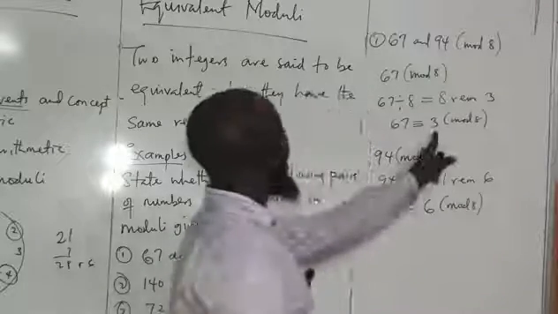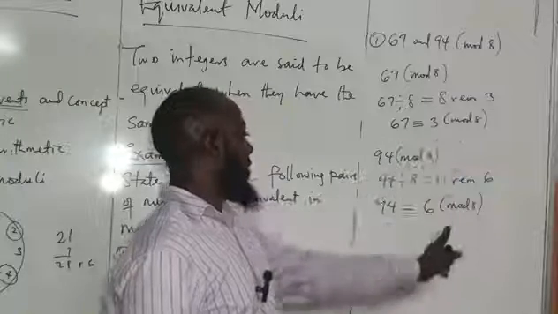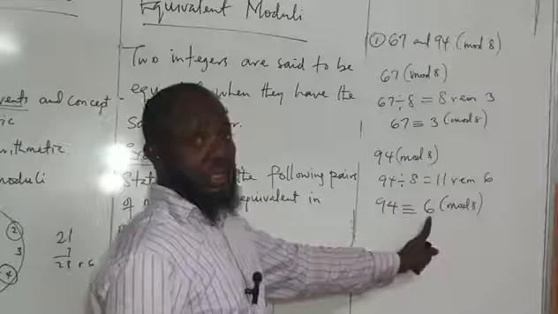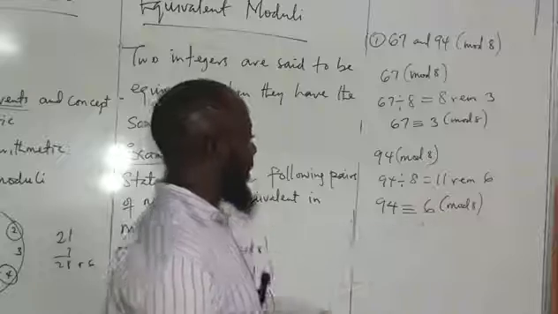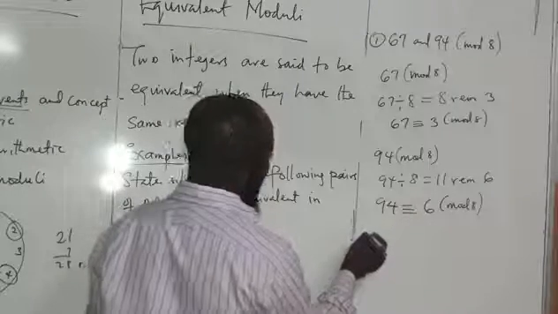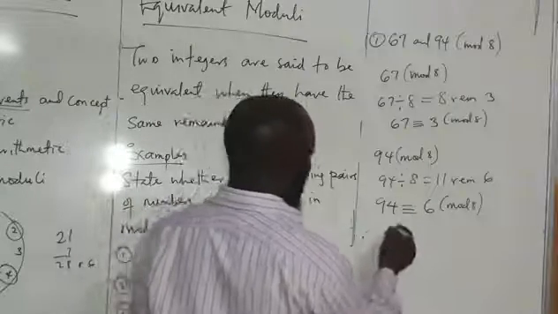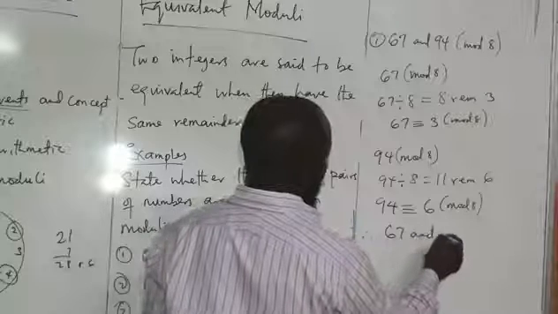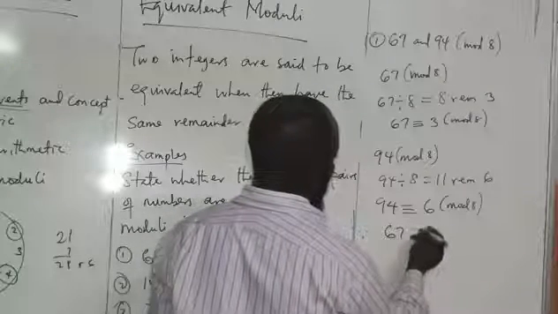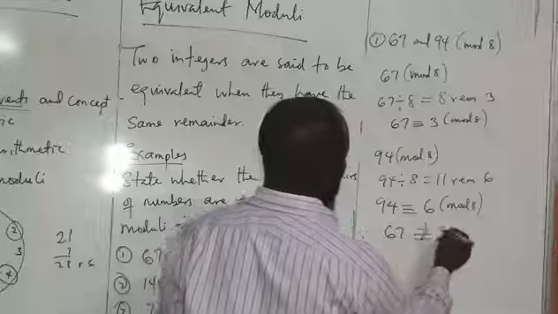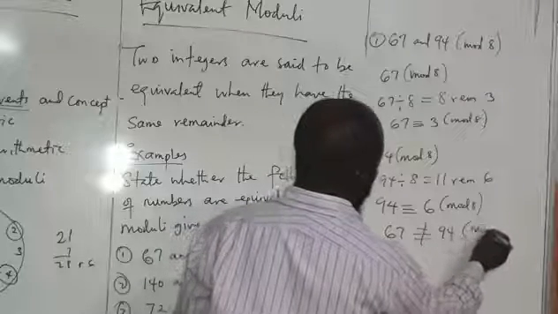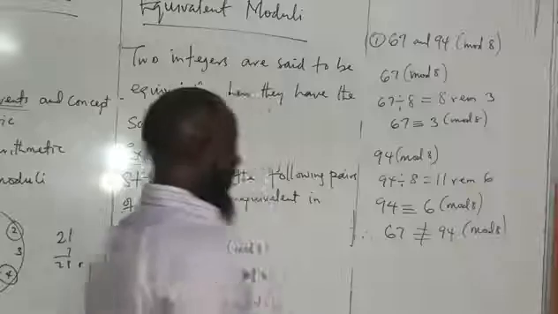If we look at this, we have a remainder of 3 and a remainder of 6. Are they equivalent? In this case, we conclude that 67 is not equivalent to 94 in mod 8. I hope this is very clear.